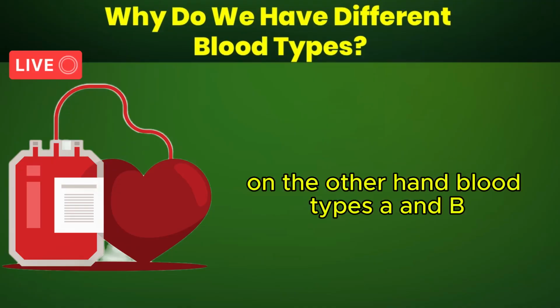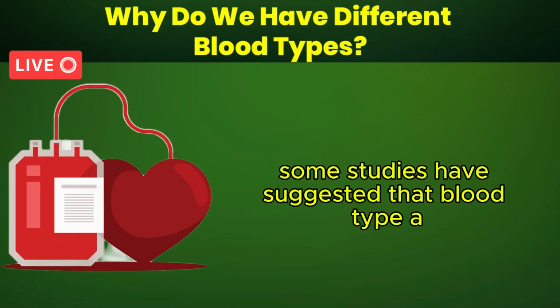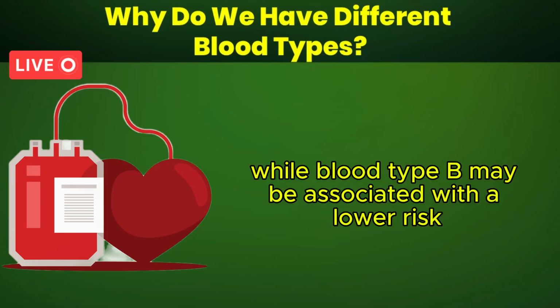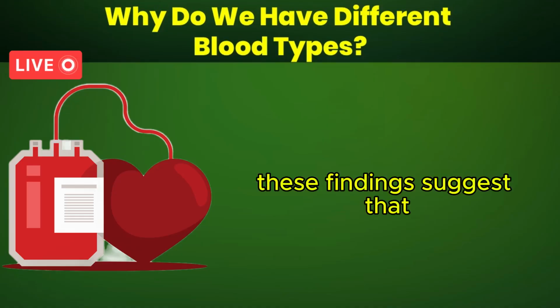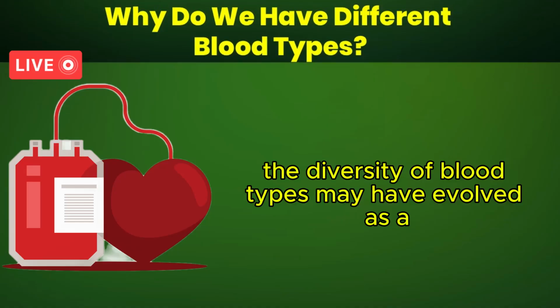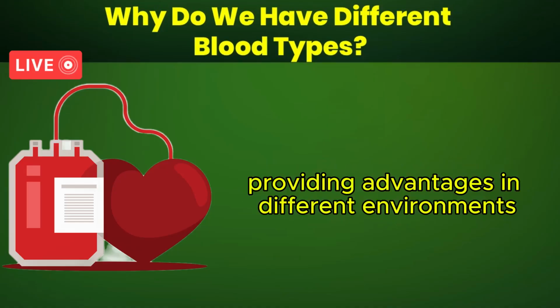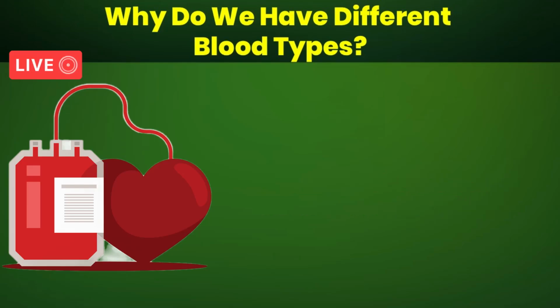On the other hand, blood types A and B may provide protection against other infectious diseases. For example, some studies have suggested that blood type A may be associated with a lower risk of smallpox, while blood type B may be associated with a lower risk of certain bacterial infections. These findings suggest that the diversity of blood types may have evolved as a way to protect against a range of pathogens, with different blood types providing advantages in different environments or against different diseases.